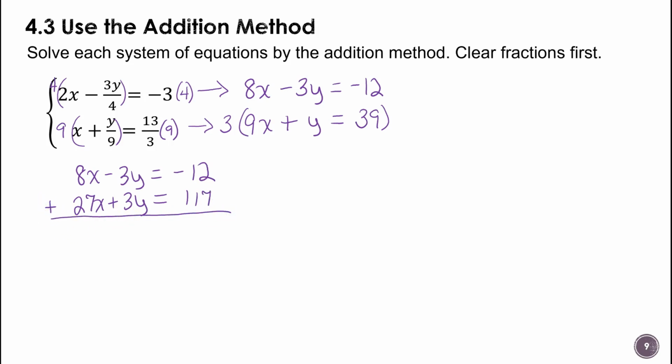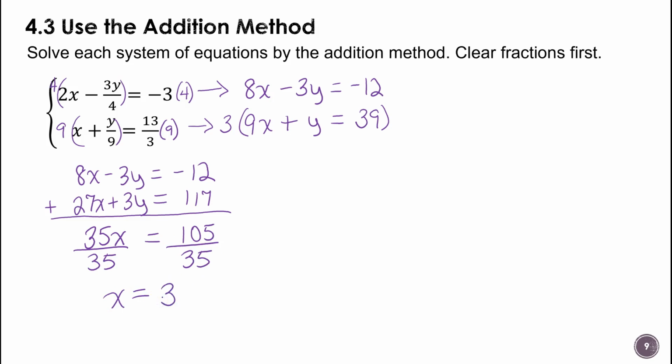All right, so we add these two equations together. Remember, it's the addition method, and by using it, we eliminate one of our terms. So that's going to be 35x equals 105. And divide both sides by 35. And we find that x is equal to 3.